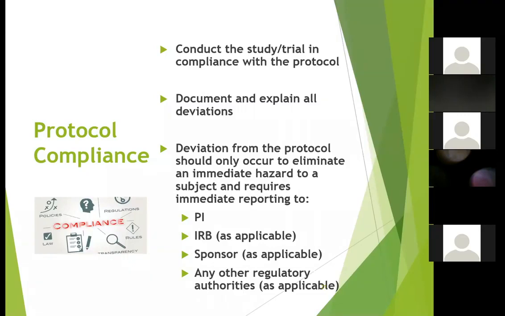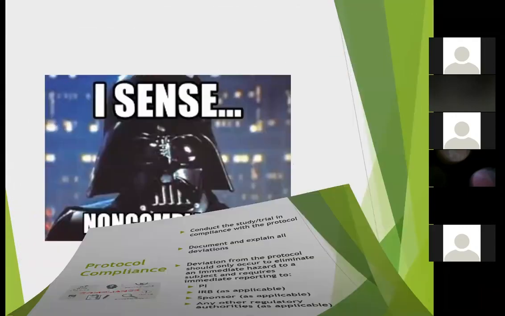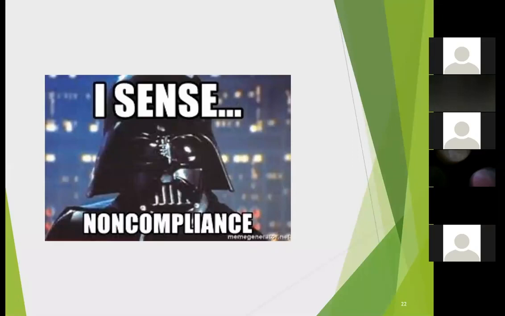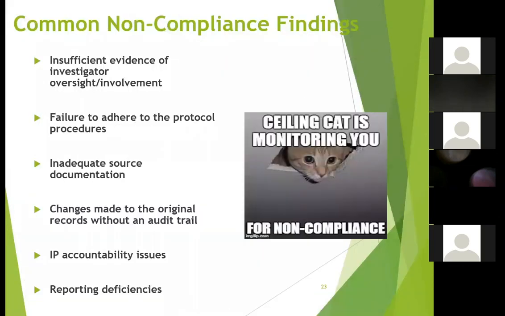If the deviation is needed to eliminate an increased risk to the subject, you need to report it as soon as possible to your PI. Also, depending on your study and the severity, it might be applicable to report that particular deviation to the IRB, the sponsor, or any other regulatory authority. Like we said, non-compliance is going to occur. What you don't want is for it to involve patient safety and data integrity.